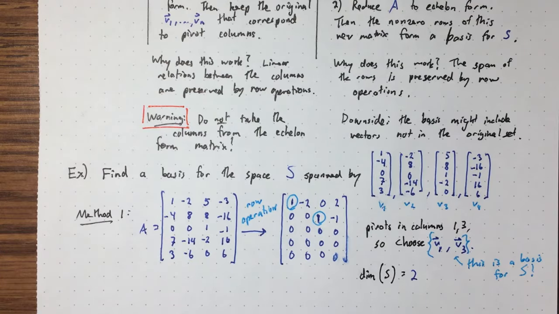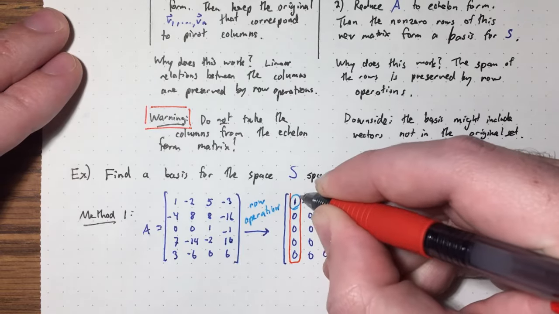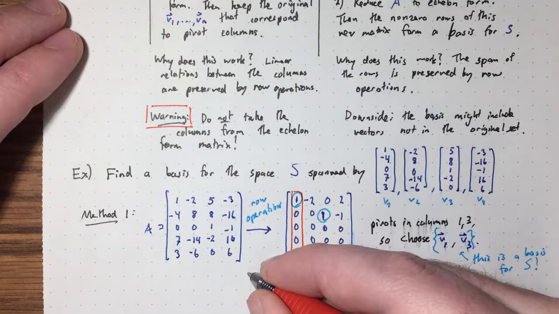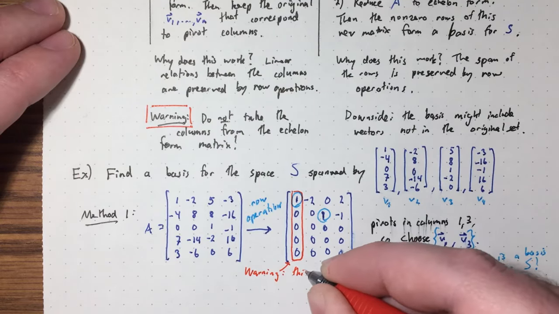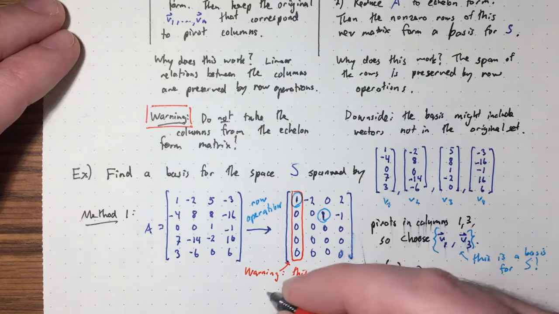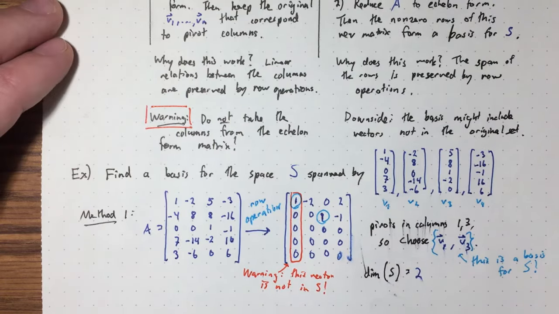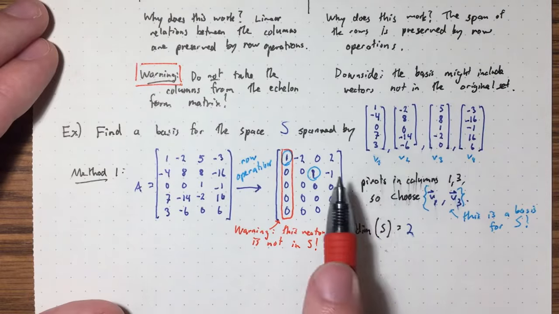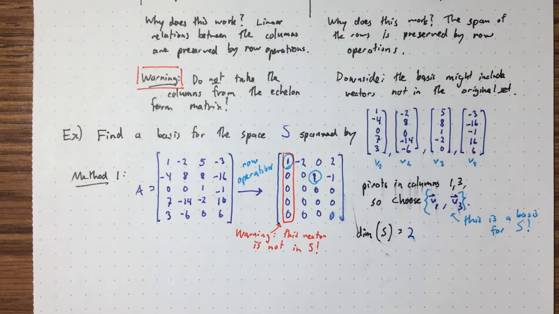Notice, be very careful. I'm not saying take this vector and the third one. So note, this is the warning again. This vector is not in S. So don't take the vectors of the echelon form. Take the vectors in the original set that correspond to the pivot columns.